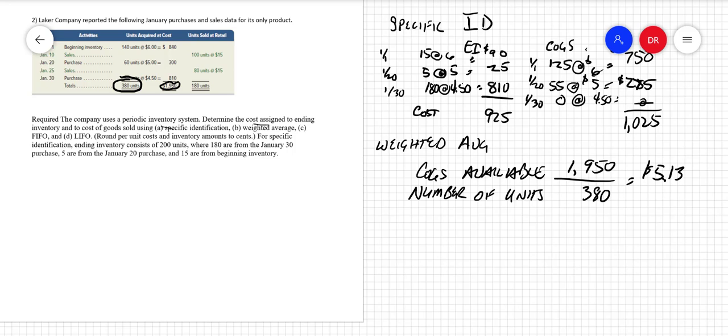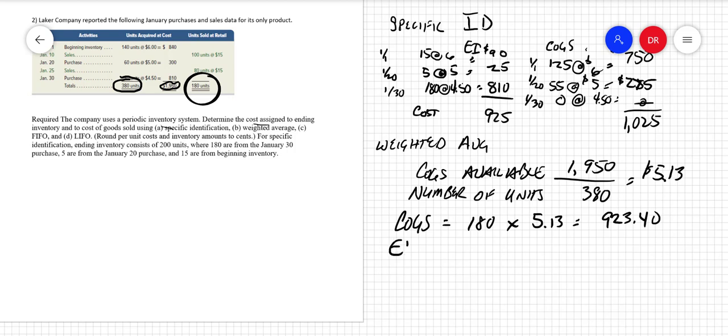So we say cost of goods sold. And when we say the goods sold, we have 180 units right here. So we take 180 times $5.13, and we get $923.40. That's cost of goods sold.